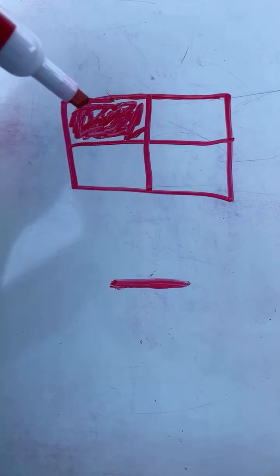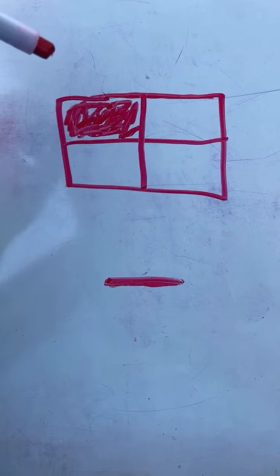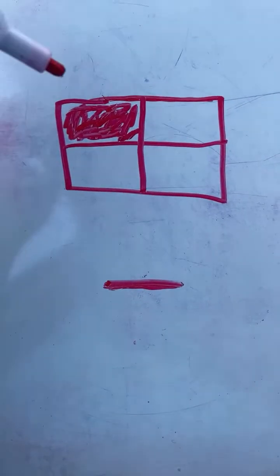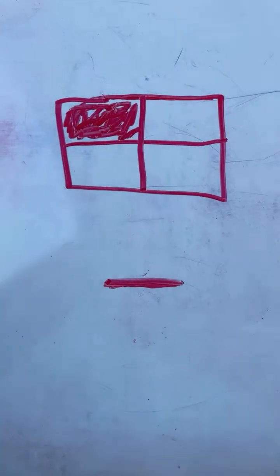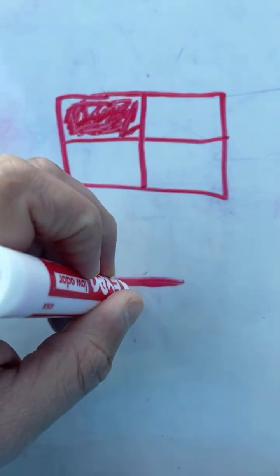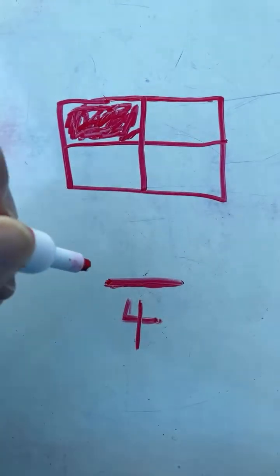So to determine the denominator, I'm just going to count all of the boxes, whether they're shaded or unshaded. I'm going to count all of them. 1, 2, 3, 4. So this fraction model has 4 equal parts. 4 is our denominator. 4 is the total amount of parts that it has.